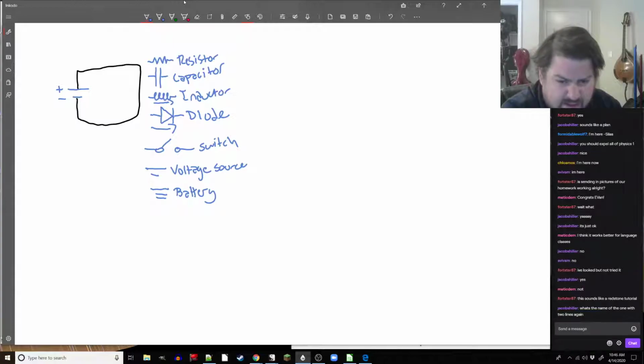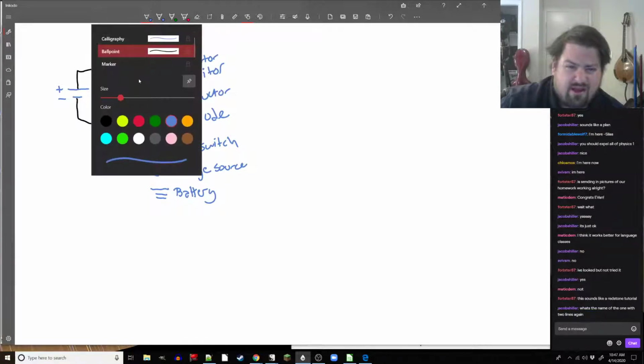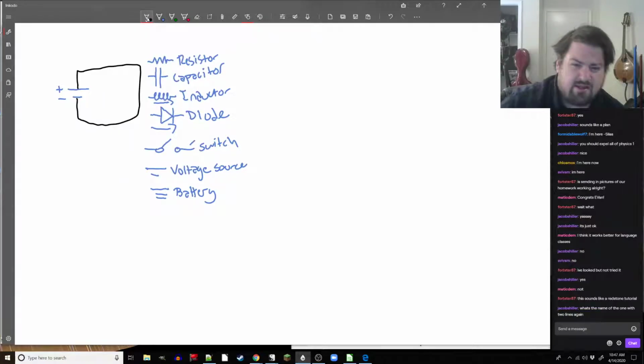But I think this is more than enough elements. We're definitely not going to get to inductors or diodes this year. We'll see switches. We'll definitely use voltage sources or batteries. We'll definitely use resistors. We might get to capacitors. I'm not sure. I give it less than a 50-50 chance. I think it's unlikely we get there.